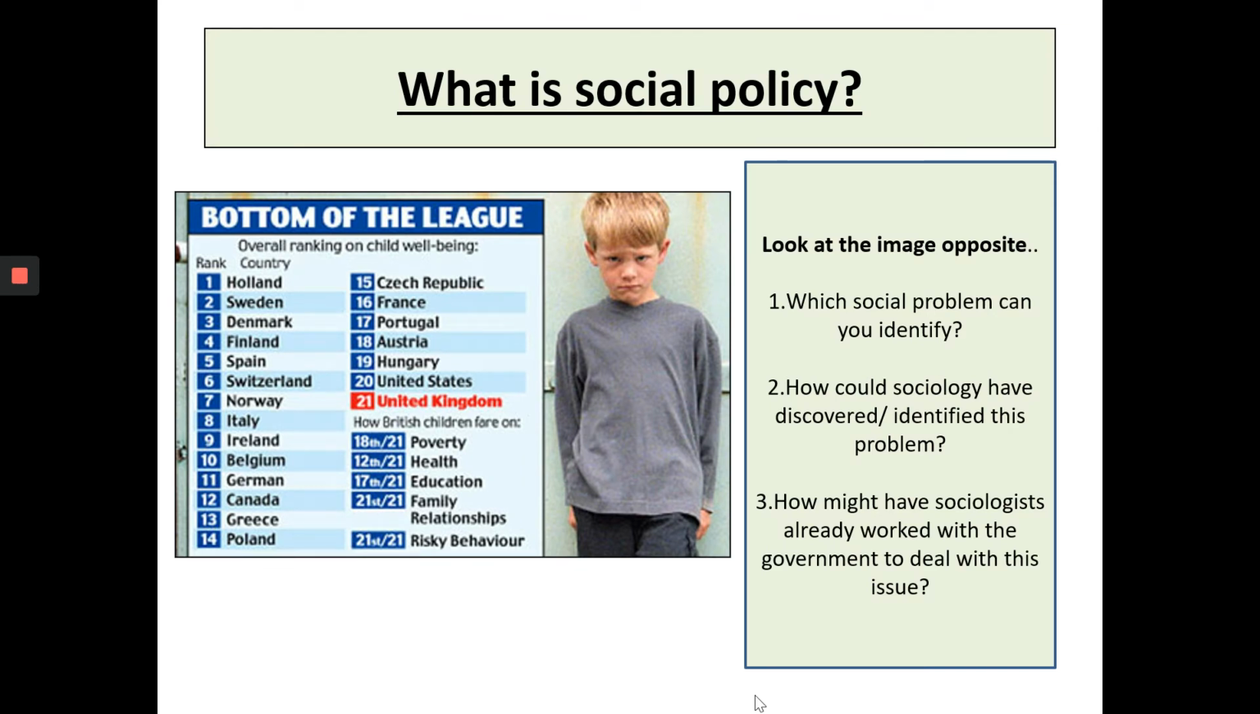If you look at the table on the left-hand side, what social problem can you identify? So what is the problem that is being uncovered here? How could sociology have discovered or identified this problem? So how did they go about their research? And then how might sociologists already have worked with the government to deal with this issue? So what sort of things do you think sociologists have suggested to government in order to tackle this problem?